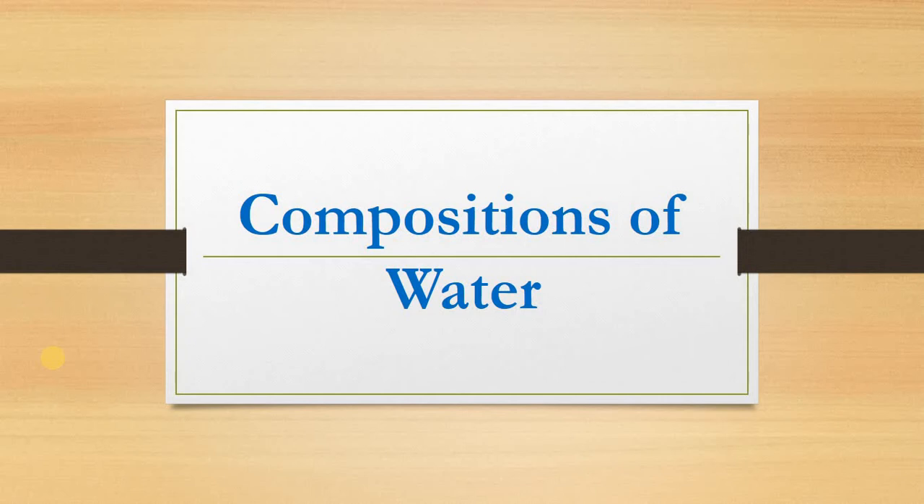So today we're going to learn about the composition of water. We've learned that water is H2O. We have hydrogen and oxygen: two molecules of hydrogen and one molecule of oxygen. So we're going to look at this: how do we identify that inside of the water we have hydrogen and oxygen?